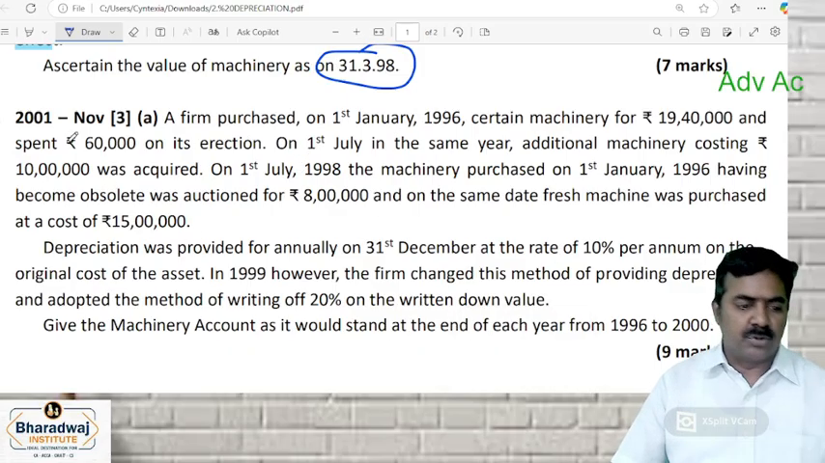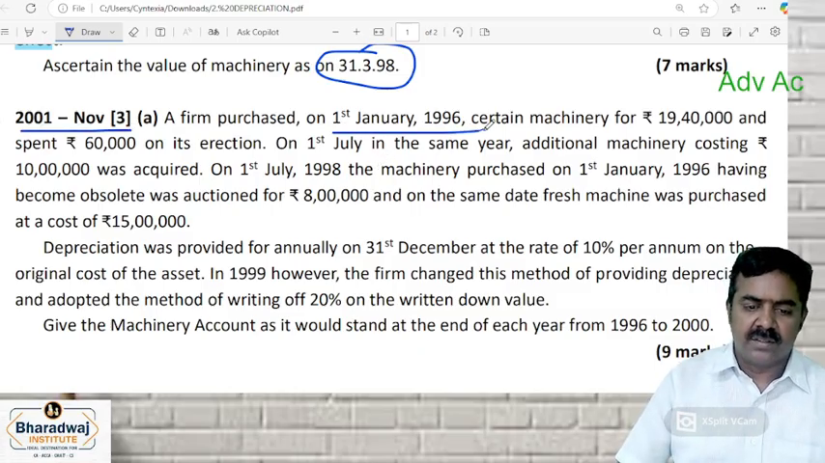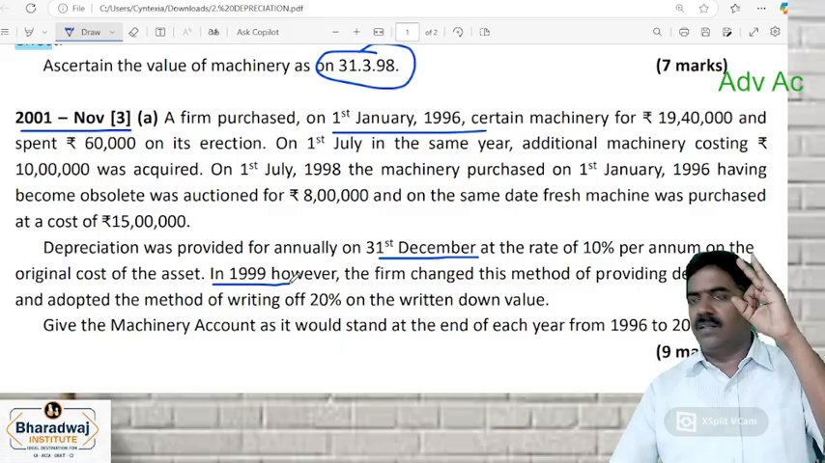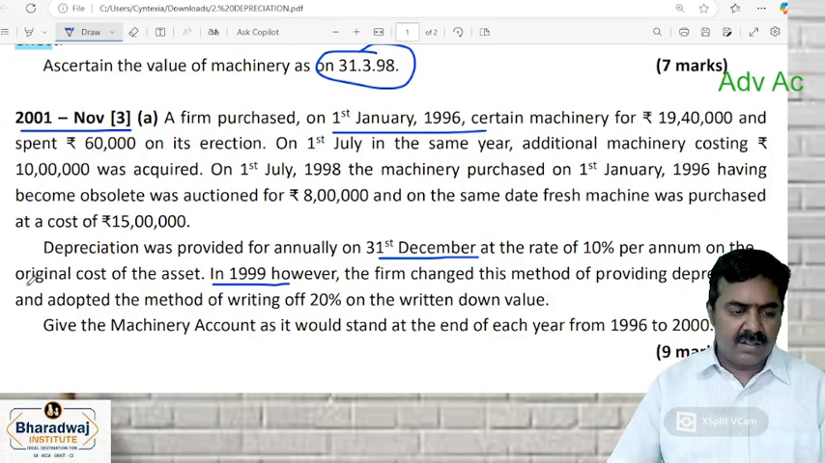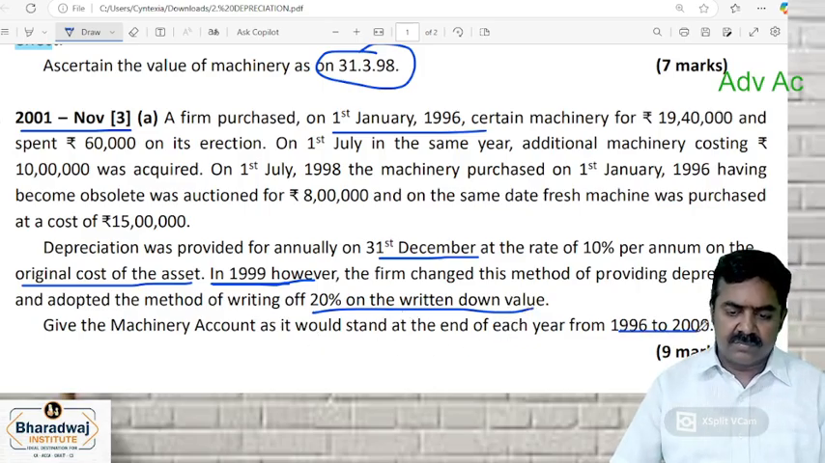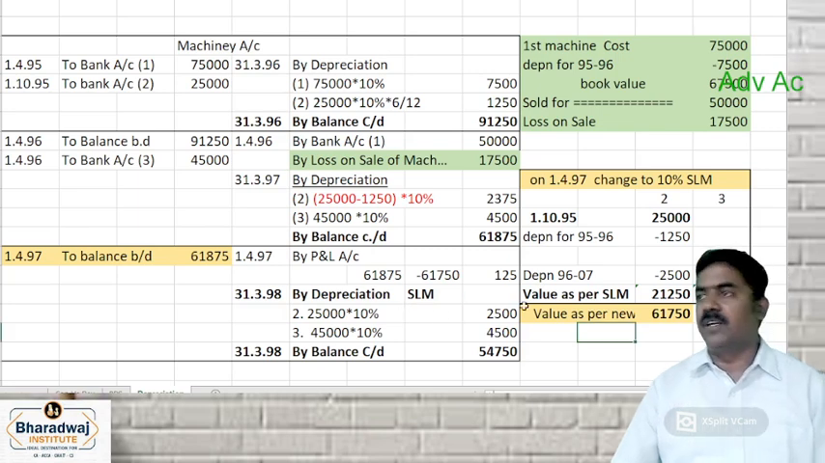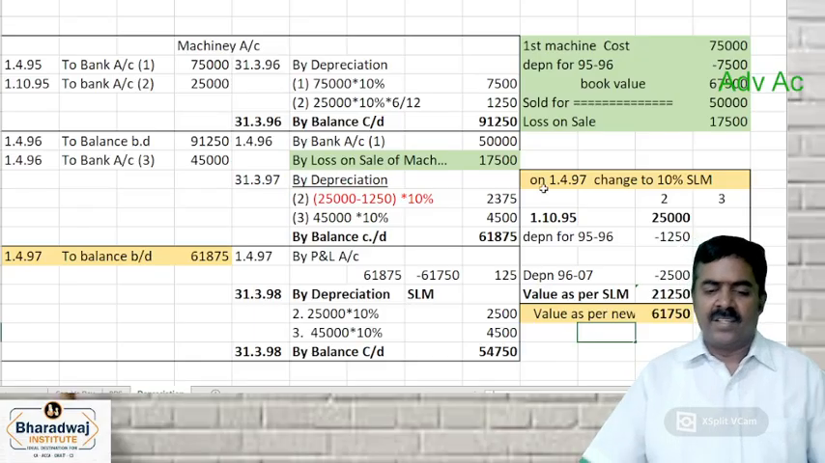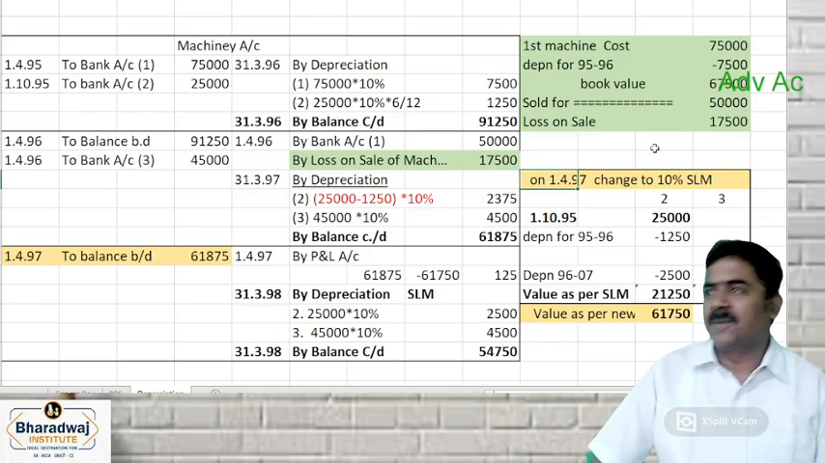I have given a sum on this same model. 2001 November 3 is there, right? We would have purchased on 1st January, and on 31st December we charge depreciation. In 1996, 97, 98 what method will it be? SLM. In 1999 we changed to which method? WDV method. 96 to 2000 is asked, January to December year. Try this. Copy this, then try that question. If nothing is given, you can assume retrospective.